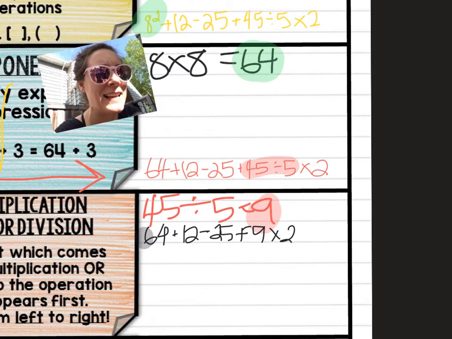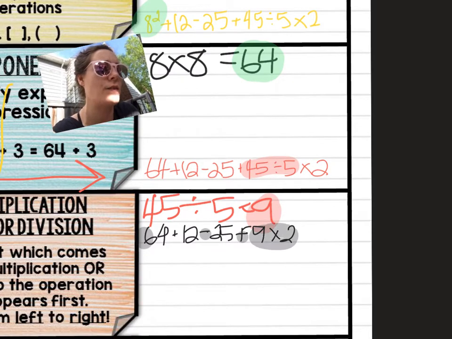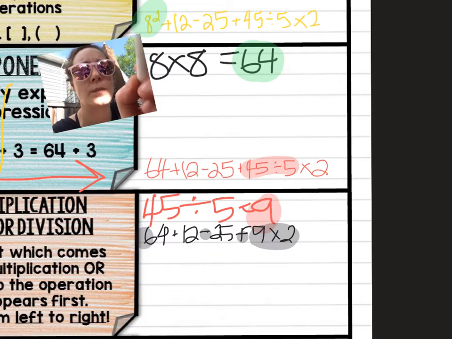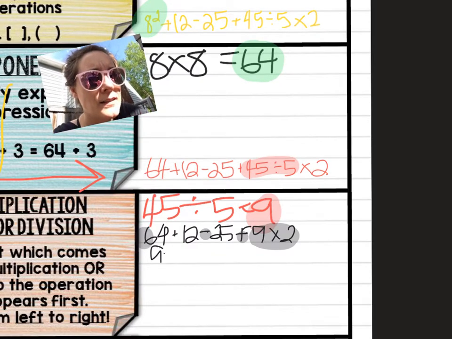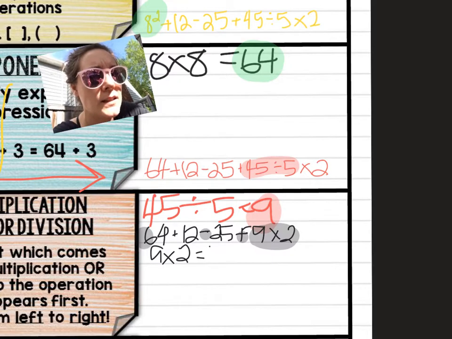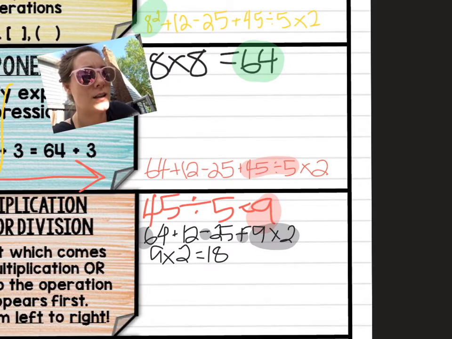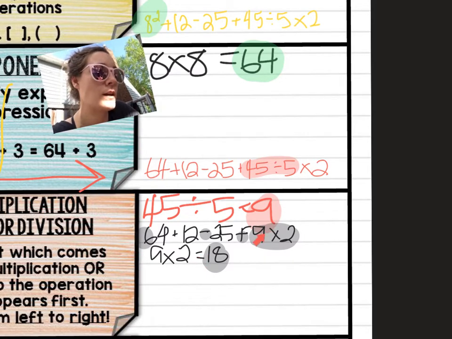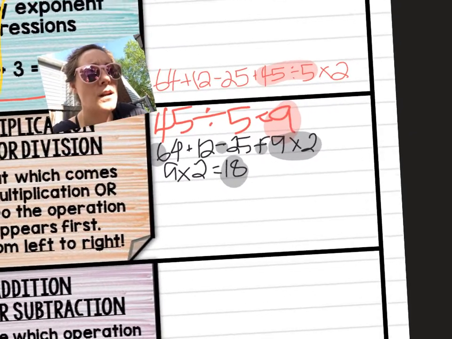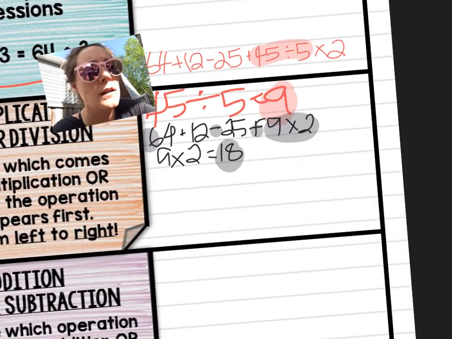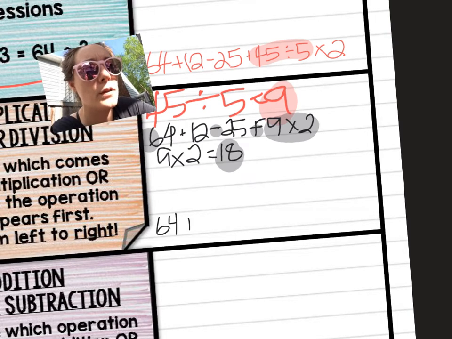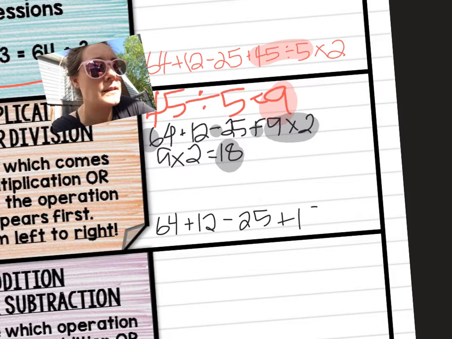So if I go from left to right again, I have an addition, I have a subtraction, I have an addition, and then I have this multiplication piece here. So 9 times 2 is 18. So that is what's going to get replaced. We're going to replace this 18 with this right here. So I'm going to rewrite it down here so it's nice and easy to read. And I have 64 plus 12 minus 25 plus 18.